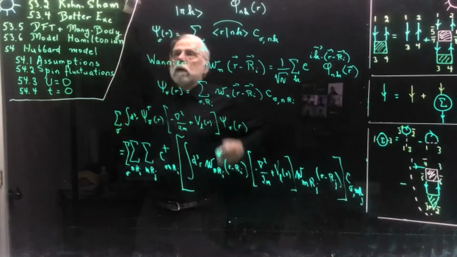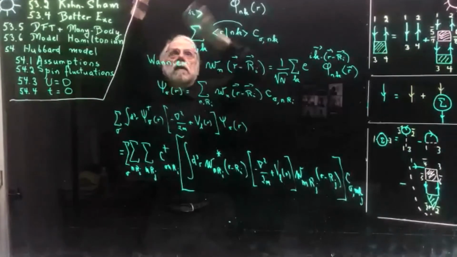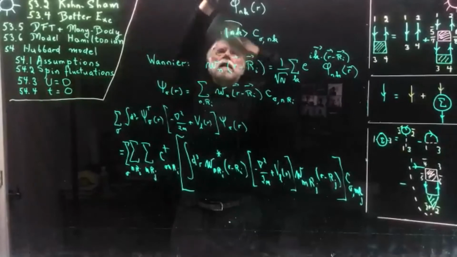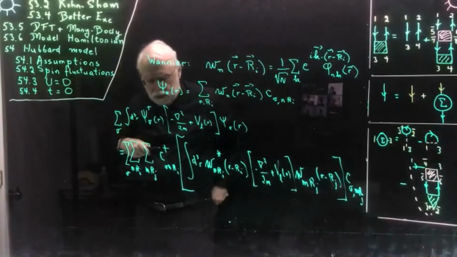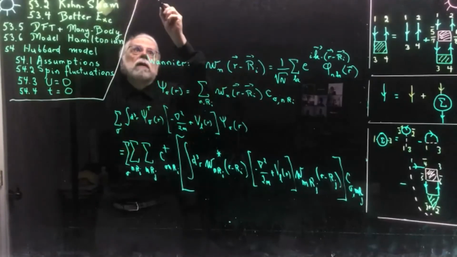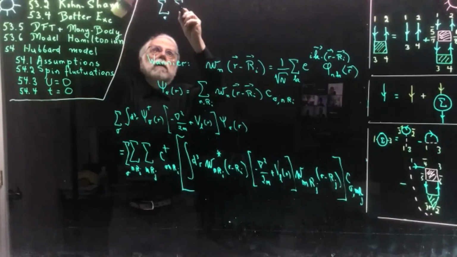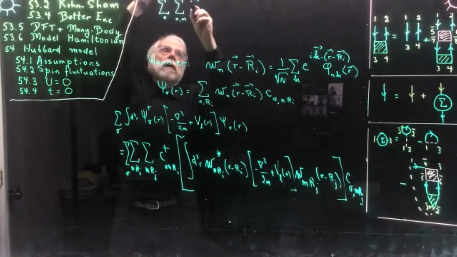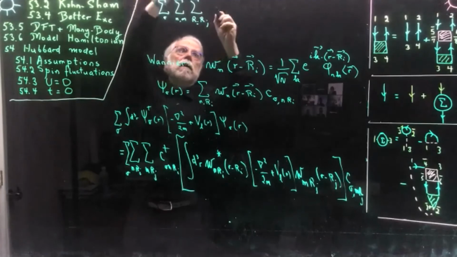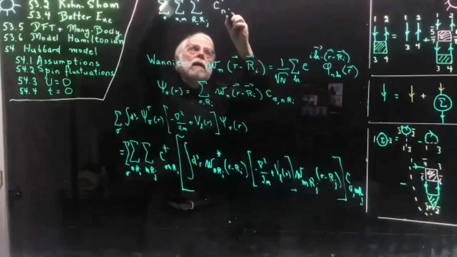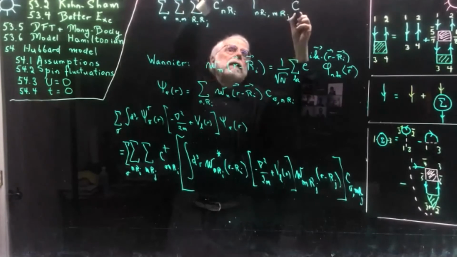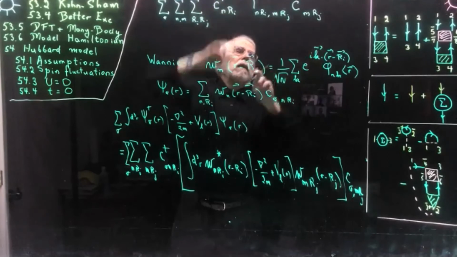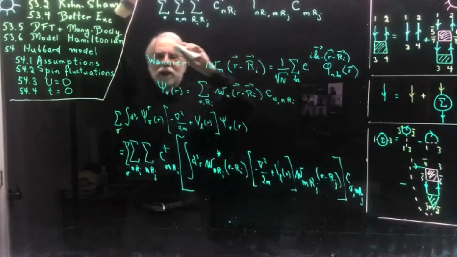So the next step is this. I now write the kinetic energy operator as a sum over sigma, sum over n, m, sum over R_i, R_j of c dagger n R_i, and then I have some matrix T of (n R_i, m R_j), times c m of R_j. We still have to write the Coulomb interaction, so be patient.